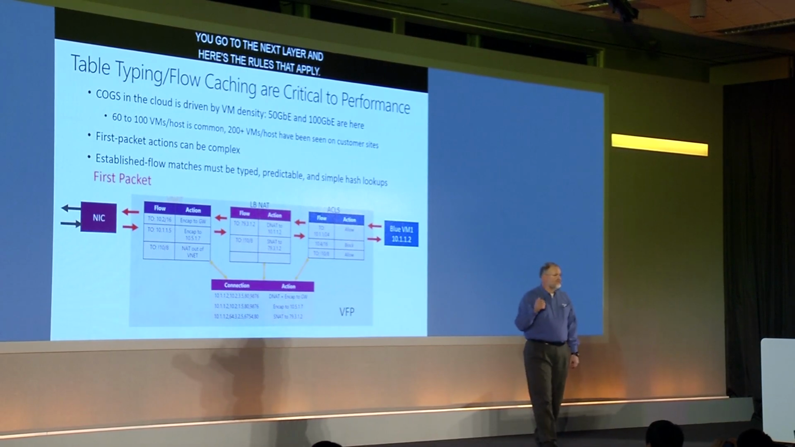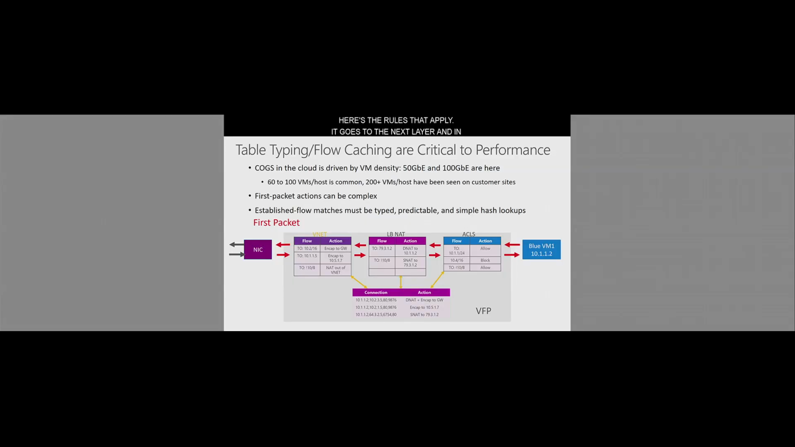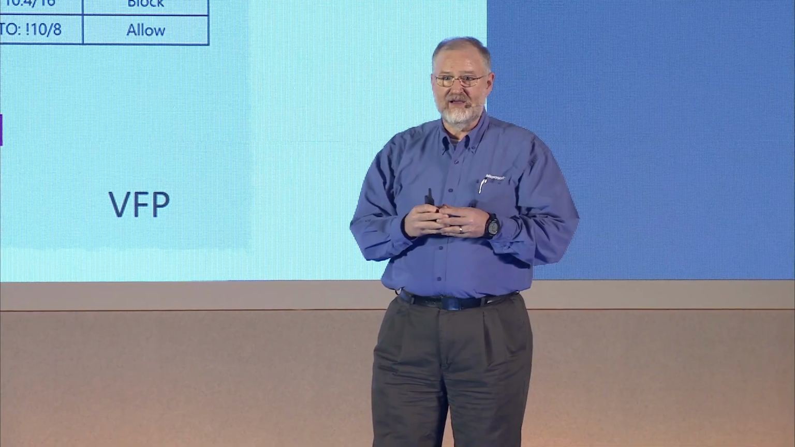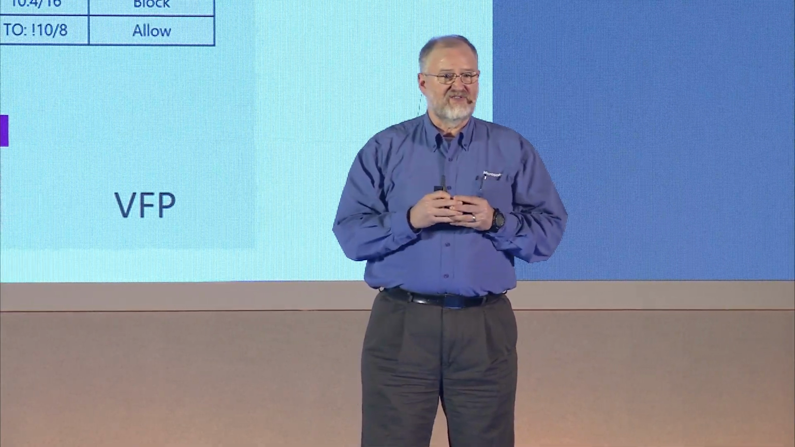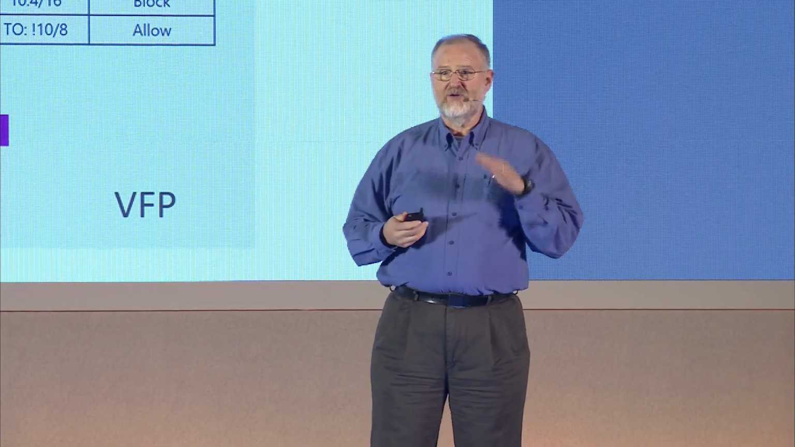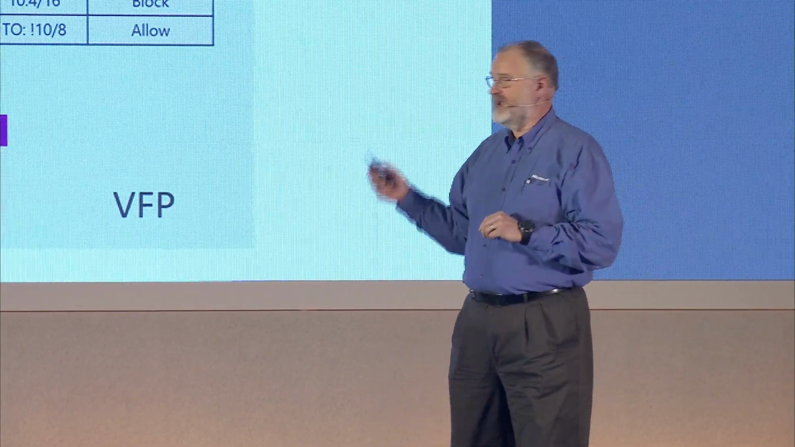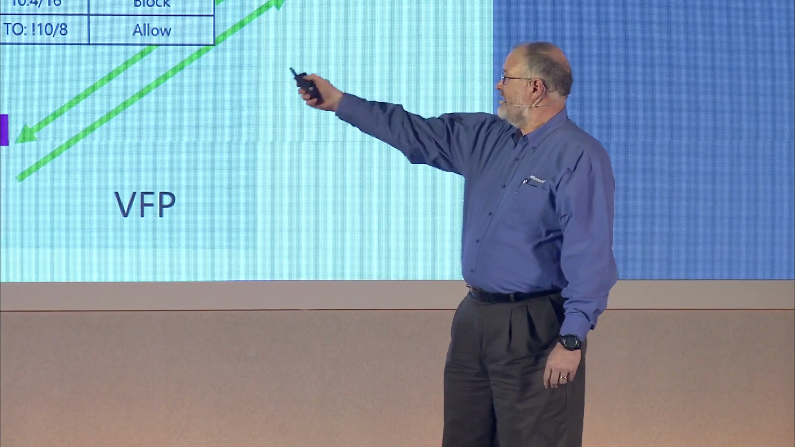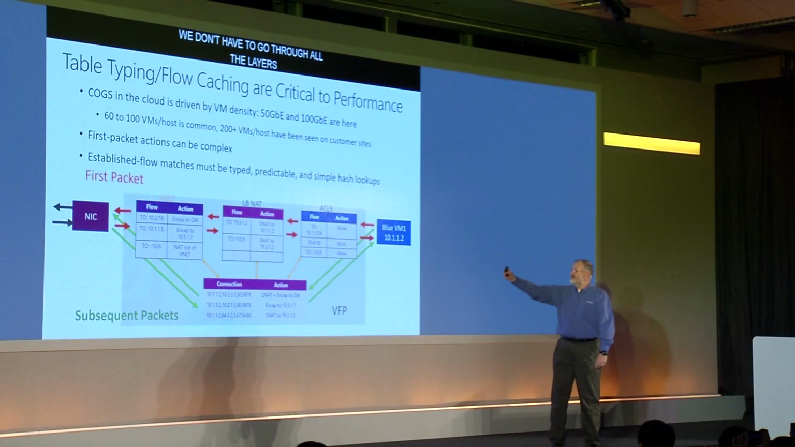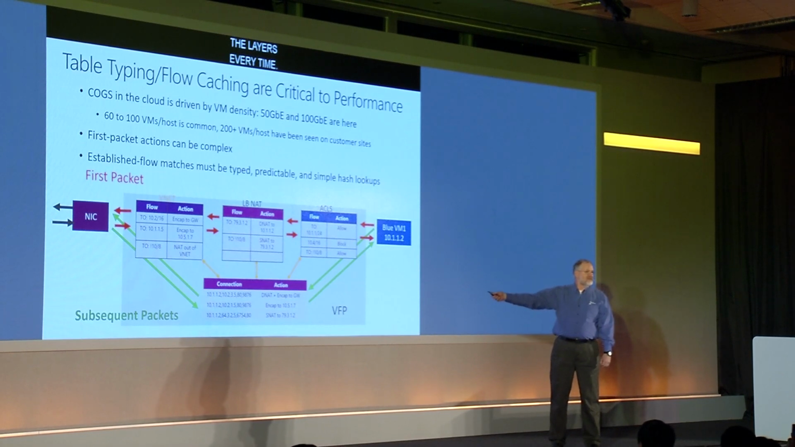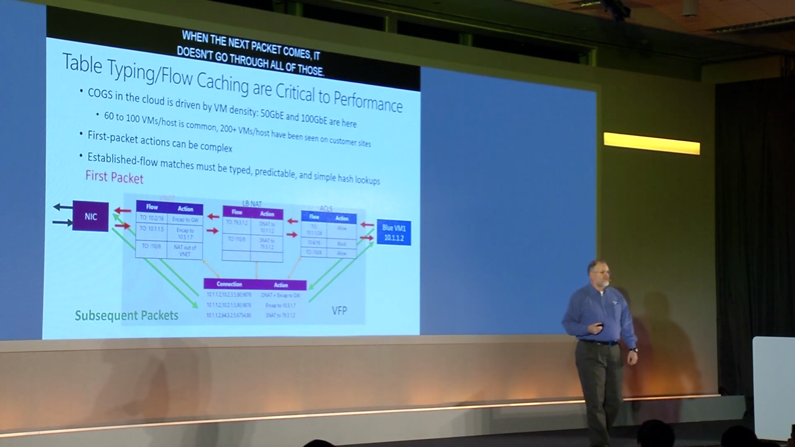But meanwhile, the VFP took a look at that first packet, took a look at all the actions that went on with that first packet, put them together into a blob, and said, this is the total transformation of this packet for this flow. And now we will recognize every packet that fits this flow, and we will only do one quick transformation, and then we're out. We don't have to go through all the layers every time after that first packet. So when the next packet comes, it doesn't go through all those. It goes directly to the blob, gets the transformation done, and goes out. Very efficient.